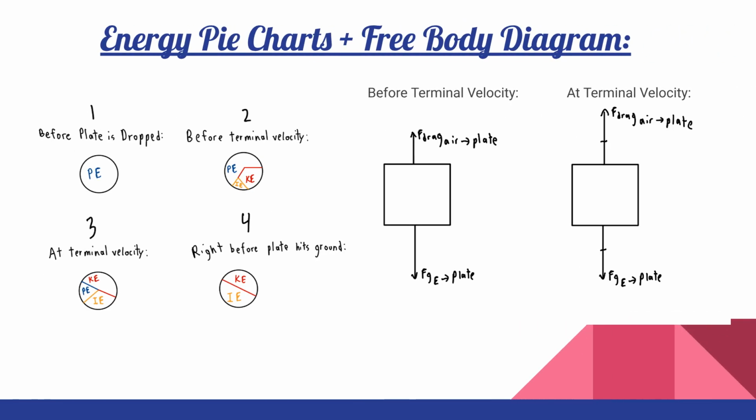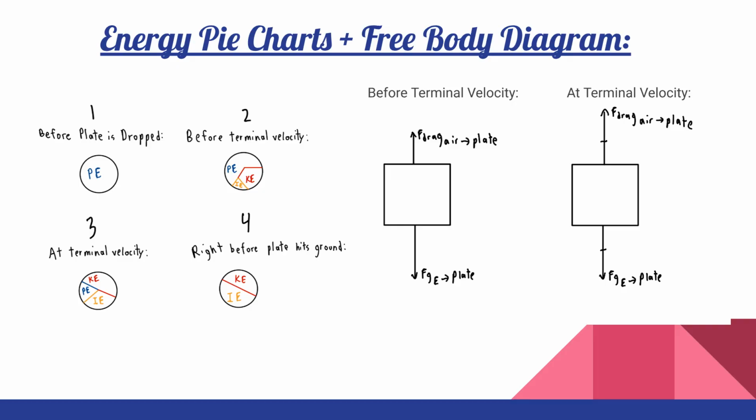The energy pie chart shows how the plate's energy shifts as it falls. Before it's dropped, it only has potential energy. As it falls and speeds up, some of that energy becomes kinetic energy, while some of it is converted into thermal energy due to the drag. Once it reaches terminal velocity, the kinetic energy stays constant, and nearly all remaining potential energy converts into internal energy.